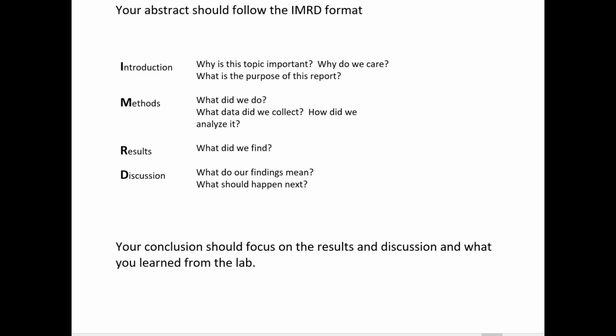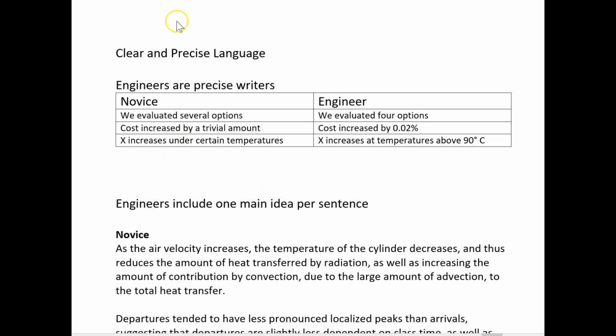Now to talk about clear and precise language. A big difference between novice engineers and more experienced engineers is the level of precision in their language. And this goes throughout. Whenever there's a way to phrase something more precisely, to include a particular value, try to do so. Language such as "we evaluated several options" when it's easy to name the number of options makes you sound less credible, makes you sound too casual.